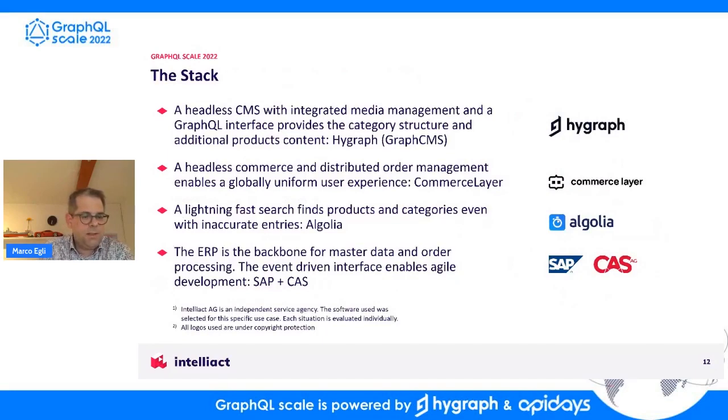As the technological stack, all the content and all the product model we built in HighGraph, which is a headless CMS with integrated media management and a GraphQL interface. We used Commerce Layer as a headless commerce and distributed order management system. We used Algolia for lightning-fast search to find products. And on the enterprise backend, there is SAP as the ERP backbone and the interface built by CAS.